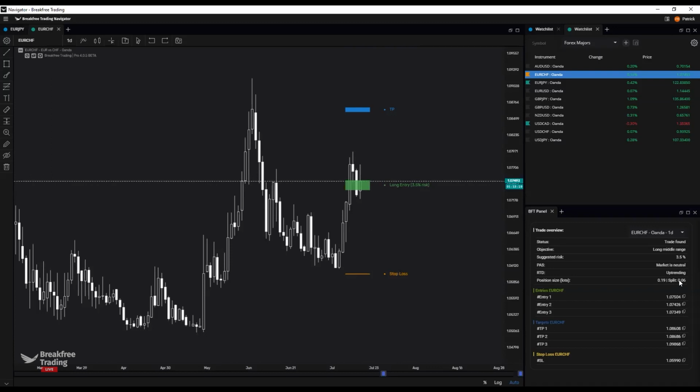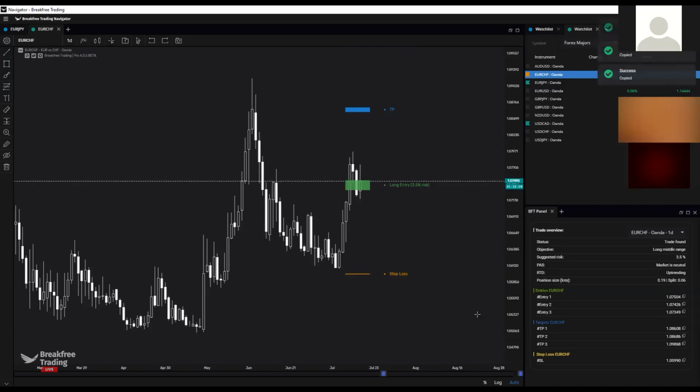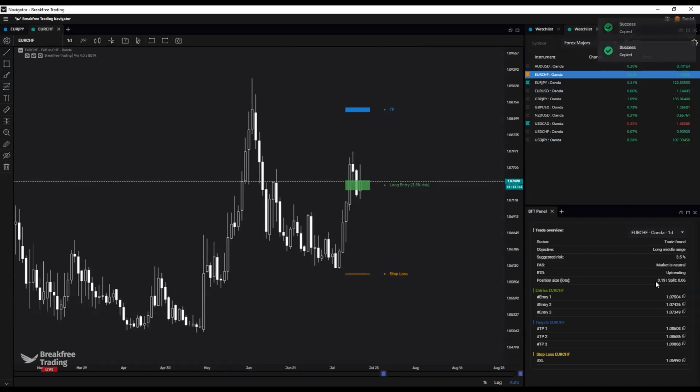So for every position, if you have an $8,500 account, you would use a split of 0.06 on each. In total that would be 0.19. Then you just copy these values into your trading platform, your TPs as well, your stop loss as well. You can pre-populate these using limit orders, and then you just wait for price to hit your entries and let it run to either stop loss or TP.